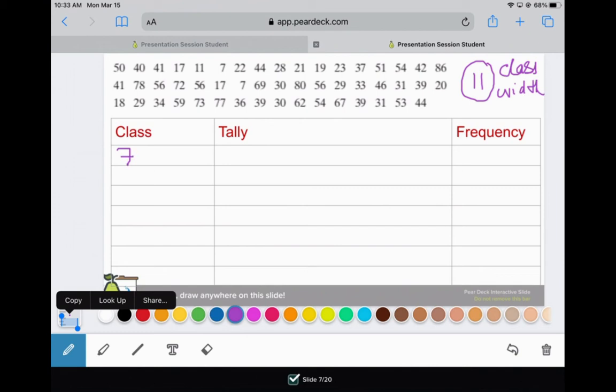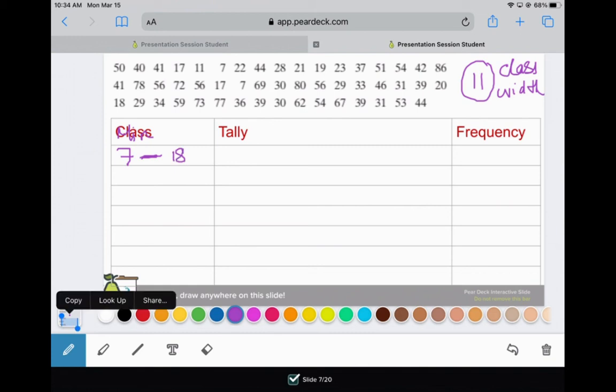So I always start with the lowest value, which is 7. To get to the next number, this is not minus. This is 7 through. I'm giving this as an interval. To get to the next number, I start with the minimum value. I would take that minimum and add the class width that I just solved for, which gets me 18.